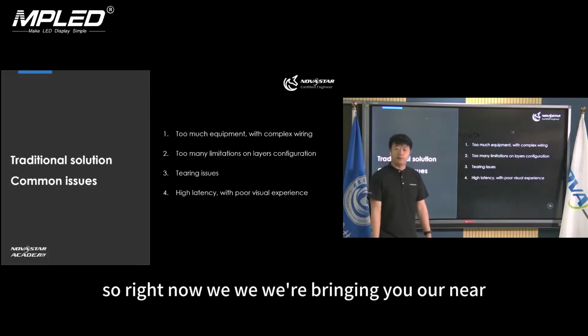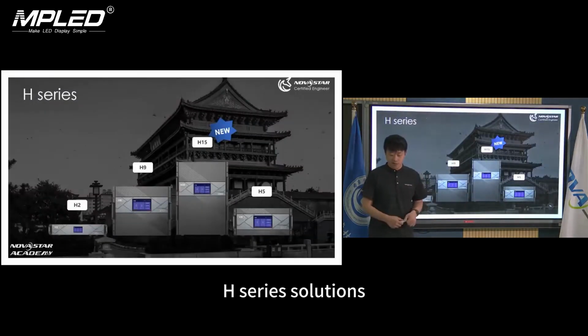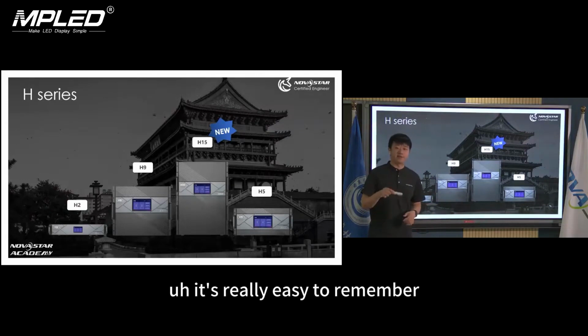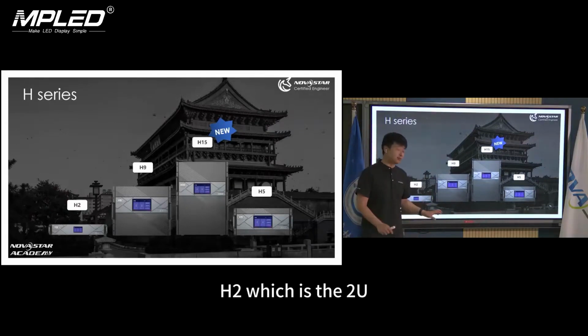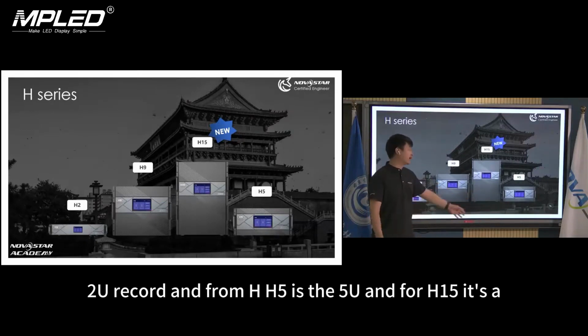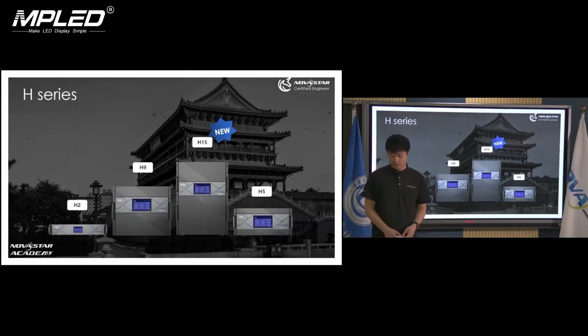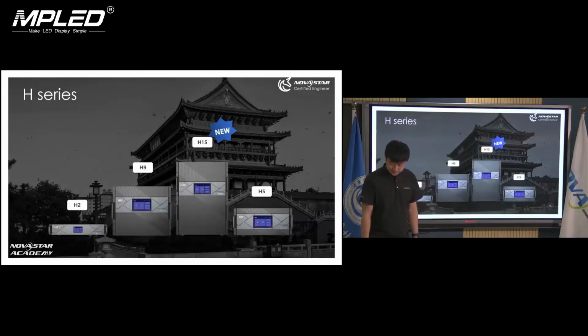So right now we're bringing you our new H series solutions. From H2 to H15, the numbers are really easy to remember. They are rack mounts. H2 is a 2U rack mount, H5 is a 5U, and H15 is a 15U chassis for the whole unit.